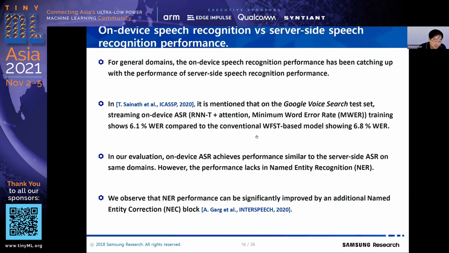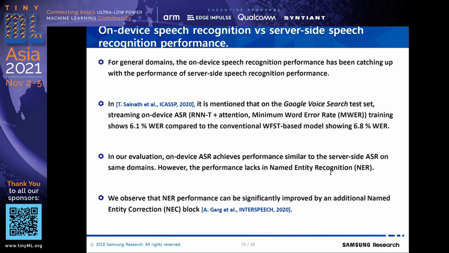But we observed that for specialized domains like named entity recognition, the on-device speech recognition system is still not as good as the server-side speech recognition systems. The primary reason is that the server-side conventional engine requires a very large dictionary. The dictionary includes a lot of named entities like trademarks, personal names, and geographic names. All those named entities are handcrafted and included in the dictionary. But for on-device speech recognition systems, we don't have such components.